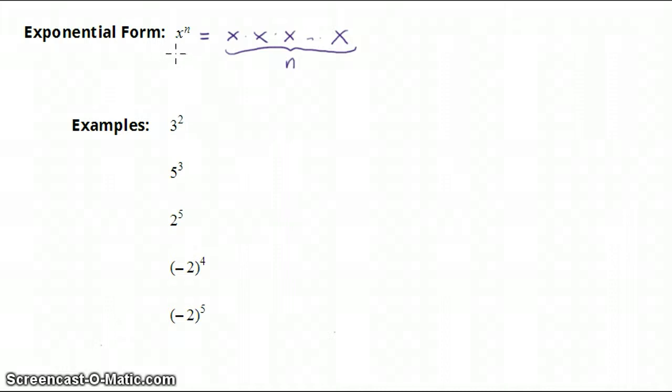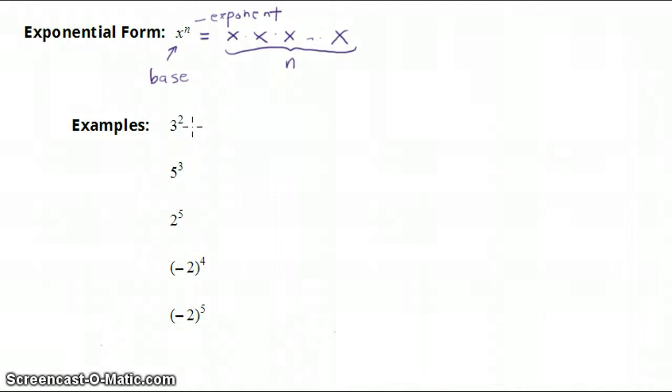Now, when I look at this exponential form here, there's two pieces. There's the x and the n. The x is what we call the base number there, and the n is what we call the exponent. So let's look at a couple of specific examples here.